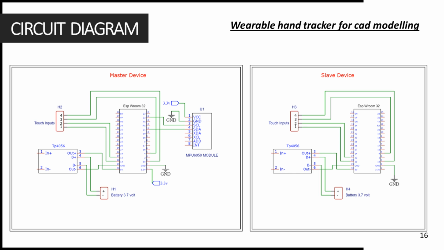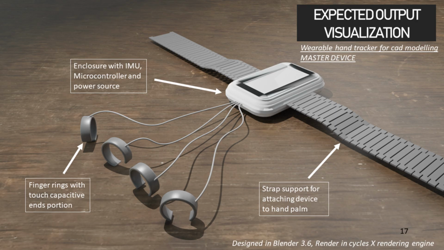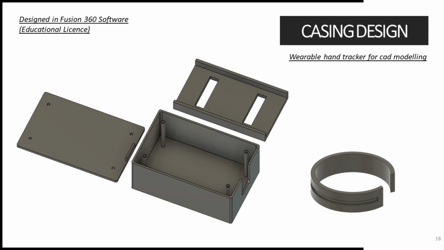And coming on to the expected output visualization of the wearable device, the design is built in Blender 3.6 and rendered in the Cycles X rendering engine. The basic structures are labeled, that is the enclosure with the electronic system and the power source, the strap support for making the device wearable, and the rings with touch sensitive end portions. And coming on to the casing design, this is the casing design which we have done for our project. It is designed in Fusion 360 software for the purpose of 3D printing.